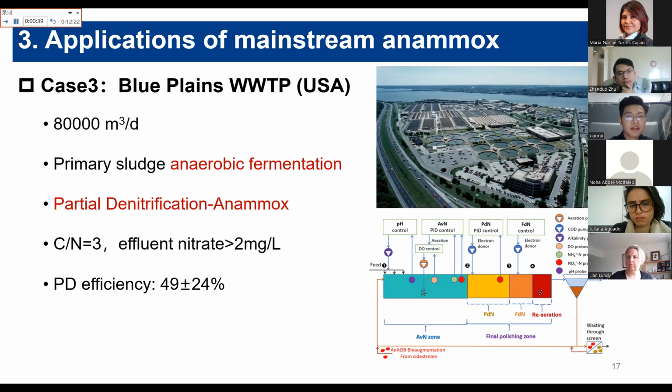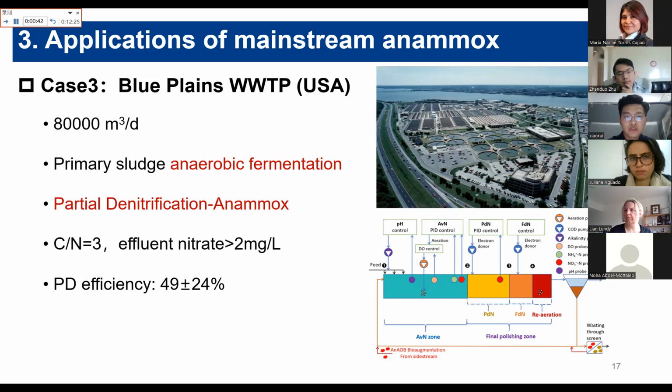And in this wastewater treatment plant, it uses primary sludge aeration fermentation to produce the organics, and to control the effluent nitrate, it can achieve a PD efficiency of around 50% and achieve efficient nitrogen removal.